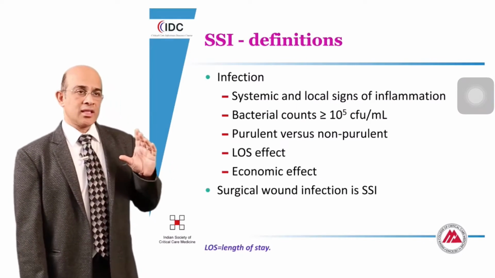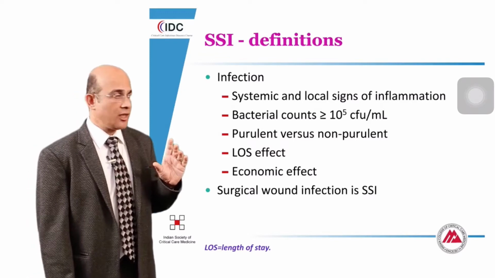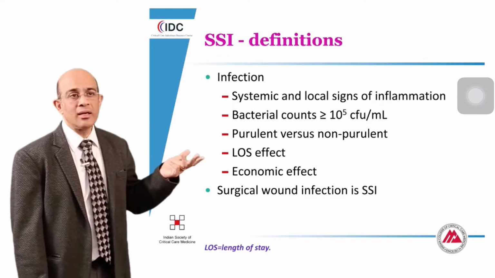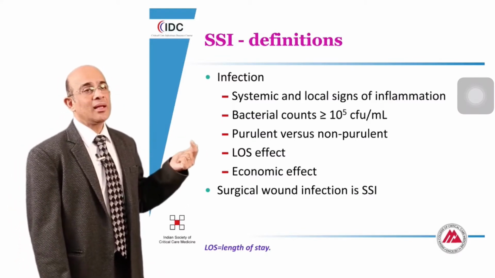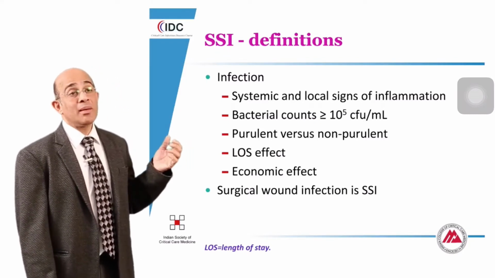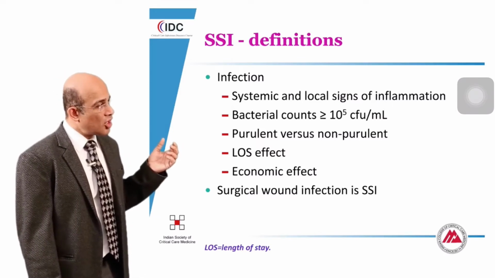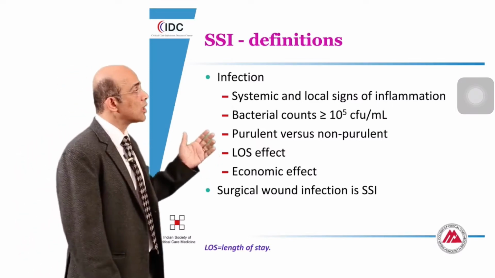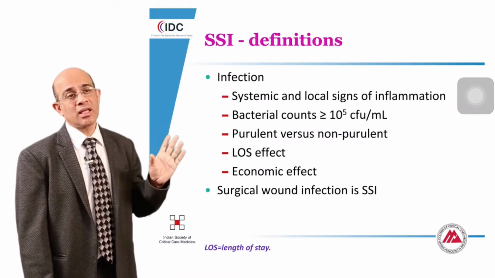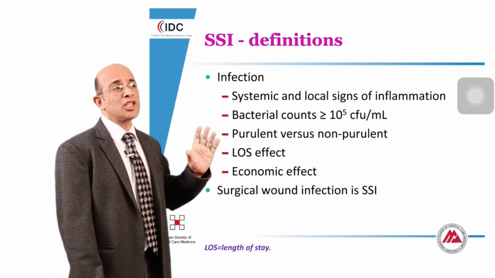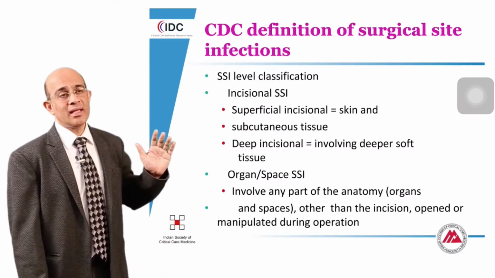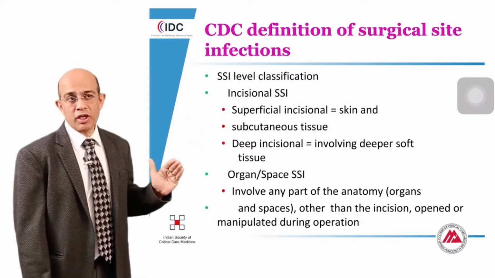We need to define surgical site infections first. An infection is that which is associated with signs of inflammation, which is redness, swelling, pain, and warmth. Usual colony counts of bacteria are more than 10 power 5. This can be purulent or non-purulent, and it generally leads to an increased length of hospital stay for the patient and also has an economic effect for the patient. So a surgical wound infection is a surgical site infection, but sometimes surgical site infections may not be obvious as wounds on the exterior. To define SSI, this can be either incisional or organ space infections.